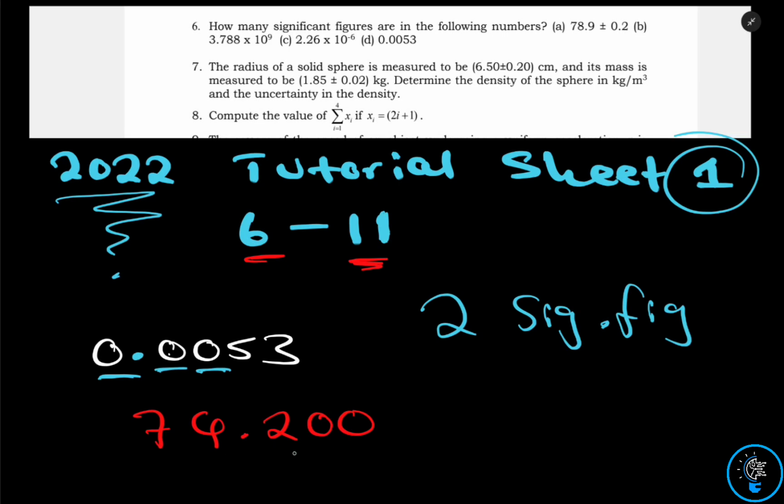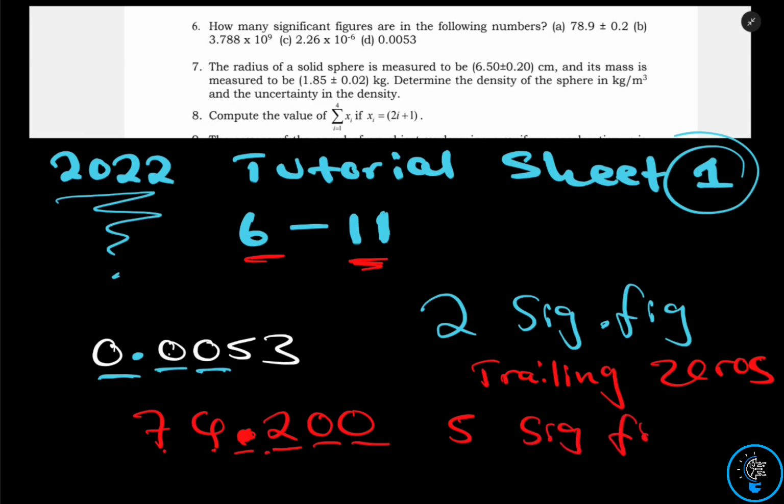Remember, we have another rule that states trailing zeros are significant. So these ones must be counted as significant because they are trailing zeros in a number with a decimal point, by the way. So if a number has a decimal point and you have trailing zeros, consider those trailing zeros as significant. So in this one, we have 1, 2, 3, 4, 5. We have 5 significant figures. The reason is that we have trailing zeros in a number with a decimal point. Okay, I think this is enough.